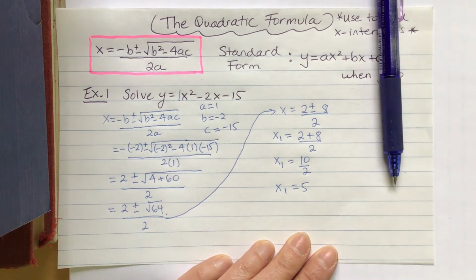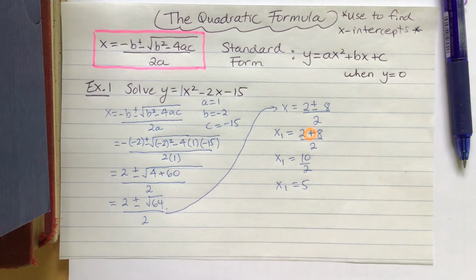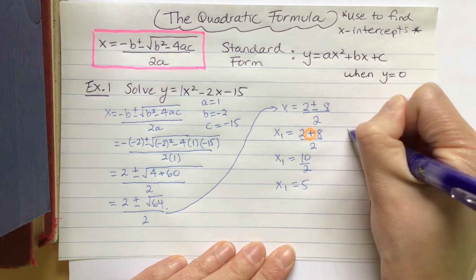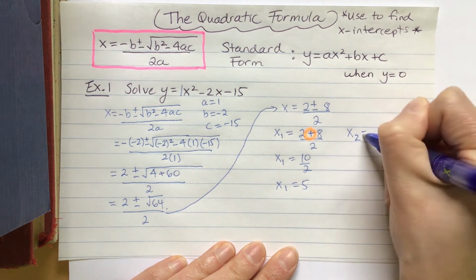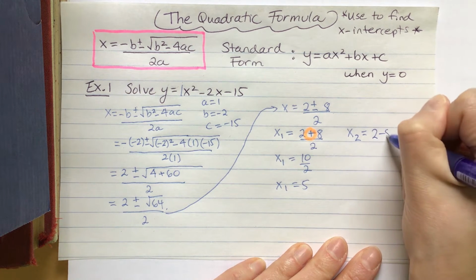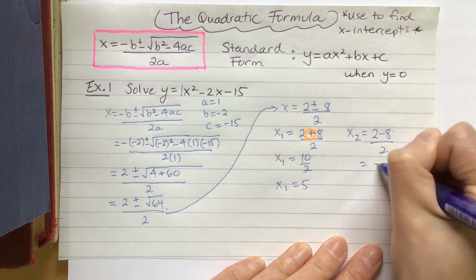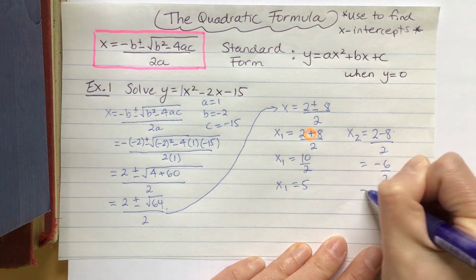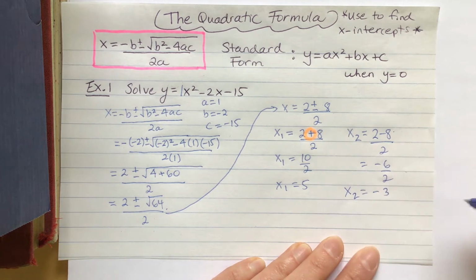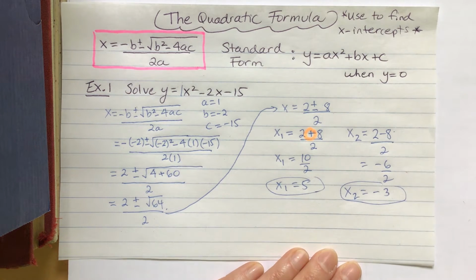Now this is where we were using the plus. Right, now we are going to be using the minus. So let's look at our other answer for x. So x is equal to 2 minus 8 over 2, which is negative 6 over 2, which gives us negative 3. So our other x is negative 3.